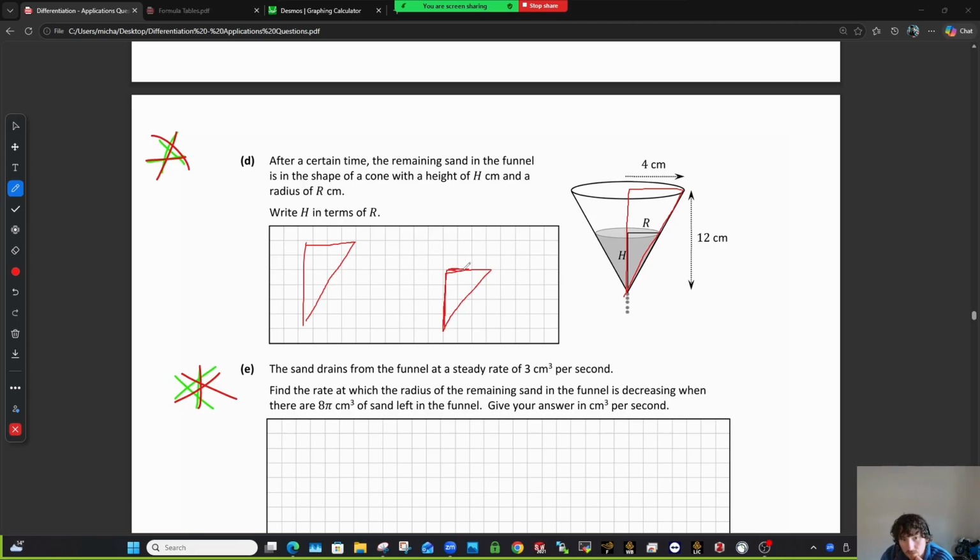It's good to have them clearly bigger and smaller. I could have even made this one a bit bigger. So this here is 4 on the big triangle, and this is 12 here. And this is what we call R, and this is H. And so you can write a ratio here, okay? You can write big over small.